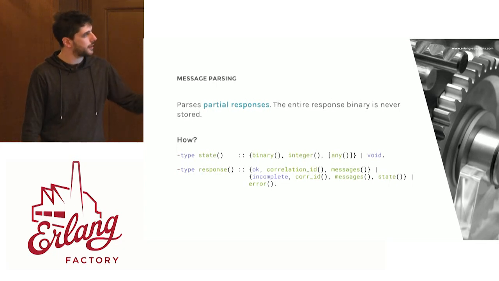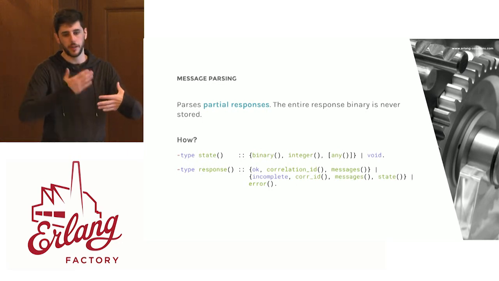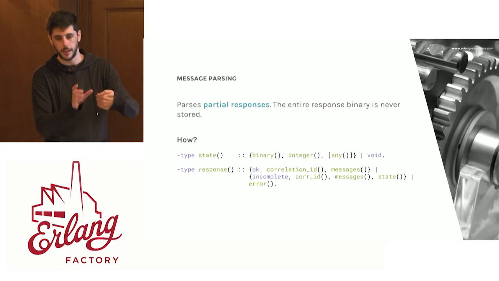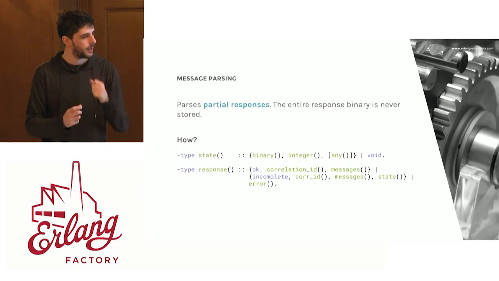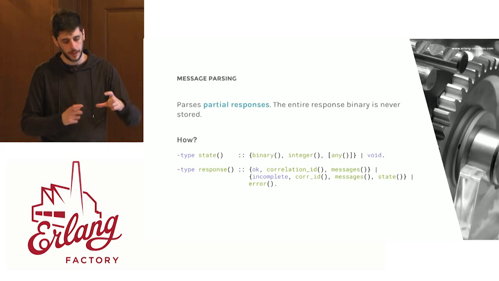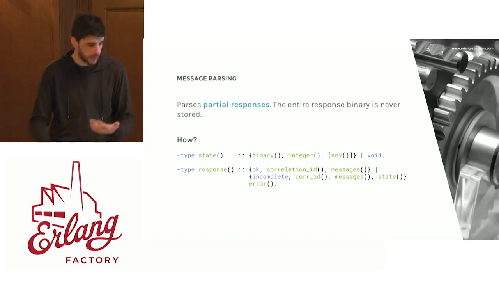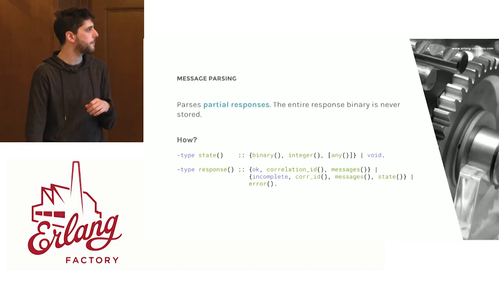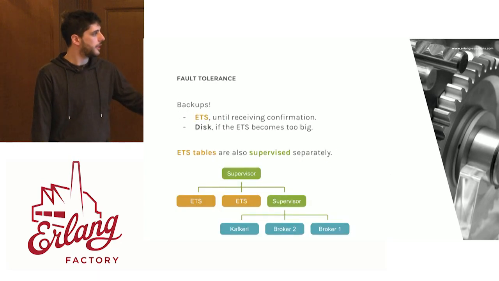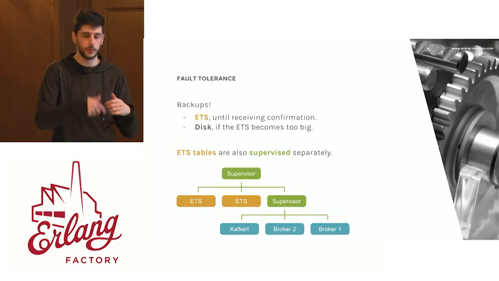Also, for the message parsing, I handle partial responses basically by saving the part of the binary I couldn't parse. I parse until it fails, and then I save the extra binary, and when the next binary from TCP comes, I put it at the start and try to parse it again and again until I finally have the last answer. There's fault tolerance built in, basically using the ETS, as I mentioned before, receiving confirmation.